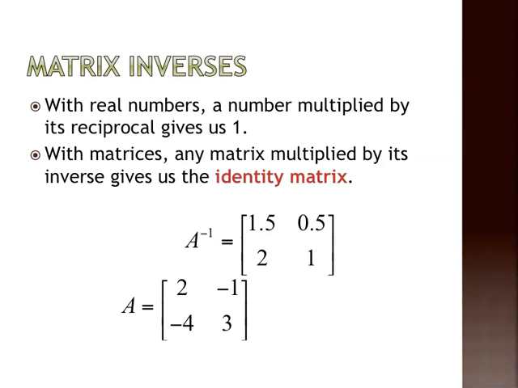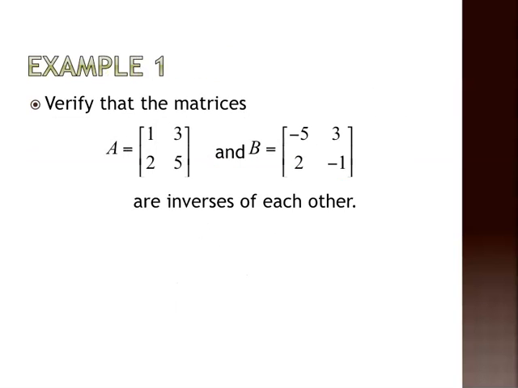So you can see here, if we were to do 2 times 1.5, that's 3. Negative 1 times 2, that's negative 2. So 3 plus negative 2 is equal to 1. And you'll notice if you continue with that and finish multiplying it out, you'll end up getting the identity matrix. So we can show that this second matrix given here is in fact the inverse of A. Take a look at example 1.